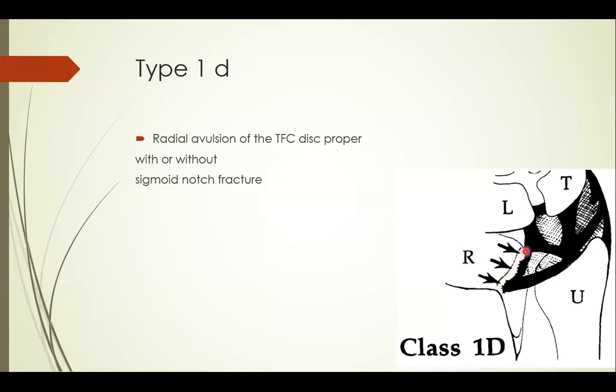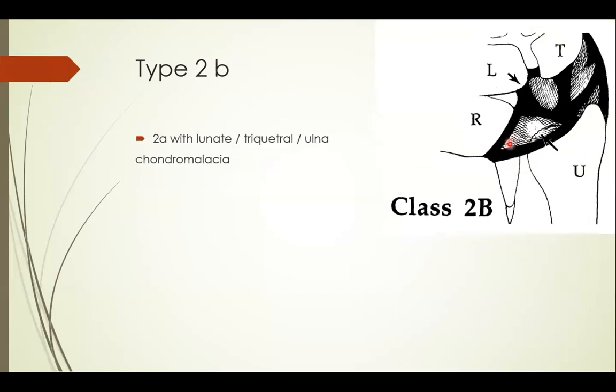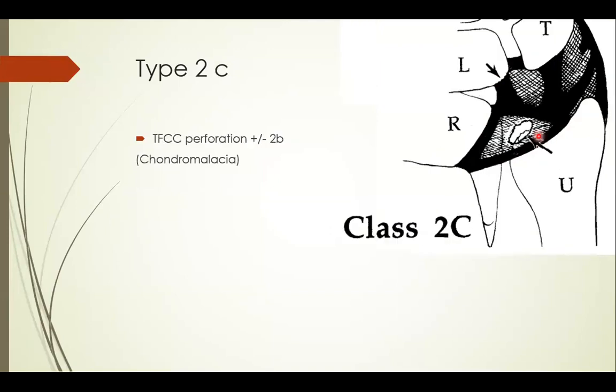So that's type 1D. Coming to the degenerative aspect, first 2A would be a wear or a thinning or a fraying of the TFC disc proper, but without a perforation. That is the keyword. 2B will be a 2A with lunate, triquetral, or ulnar chondromalacia. If any of these bones have chondromalacia in addition to the degenerative tear, degenerative fraying, then we classify it as a 2B.